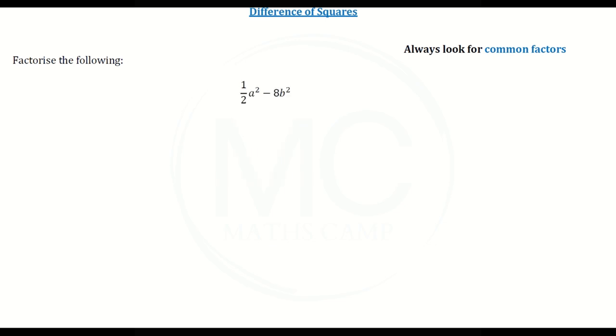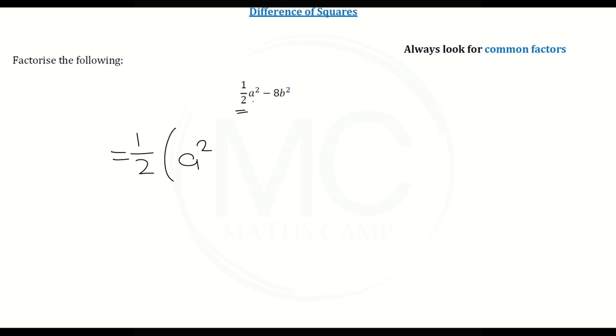Factorize the following: 1 over 2 a squared minus 8b squared. Now, our a and b values are squares, so that's fine. But we have 1 over 2 and we have 8. 1 over 2 is not a square. So in cases like this, we need to take the entire fraction out as a common factor. Let's do this now. We can say 1 over 2, open the bracket. 1 over 2 divided by 1 over 2 is simply 1, so we're left with a squared.